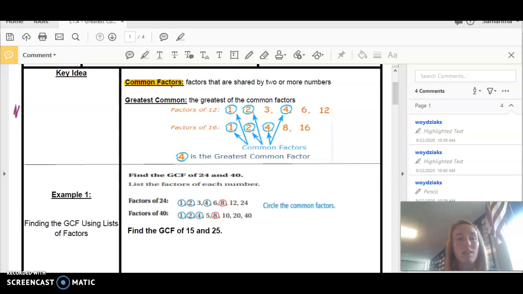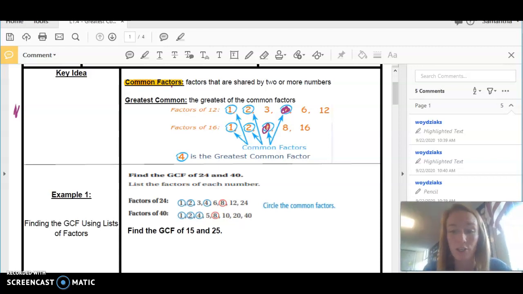But you saw on the last page that factors are numbers that you multiply together to get to a new number. Common factors are factors that are shared by two or more numbers, and then the greatest common factor is the greatest or the biggest of those common factors. So you see in this example, we listed the factors of 12, the factors of 16, and we looked, what's the biggest one they have in common? And we could see that 4 was the biggest, or the greatest is the term that we're using.